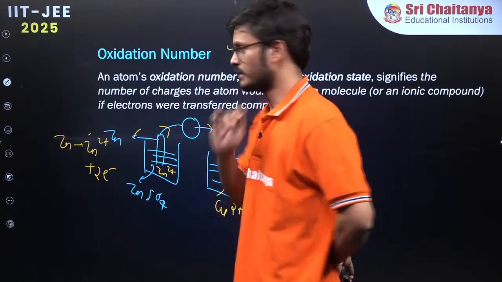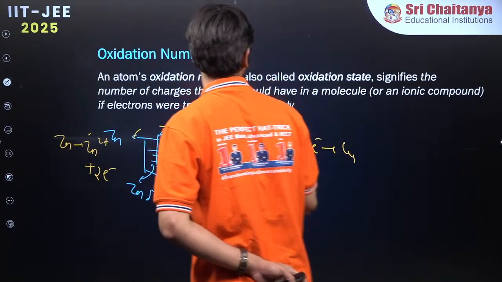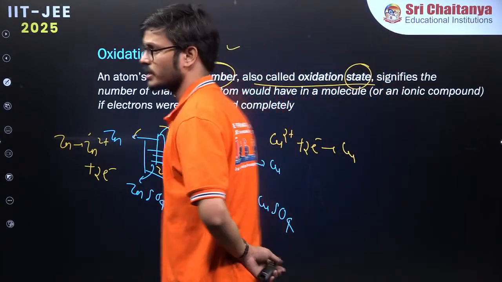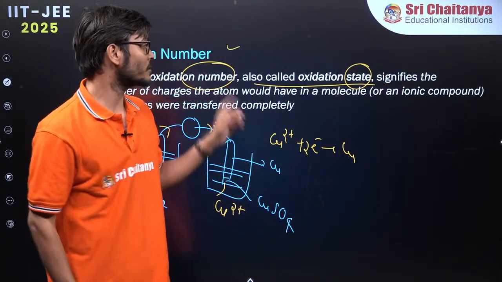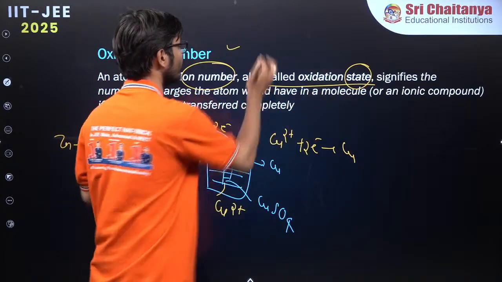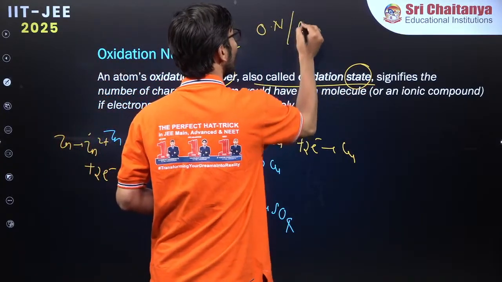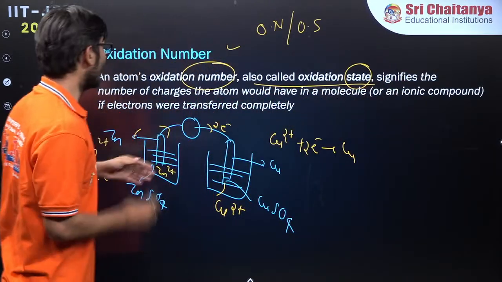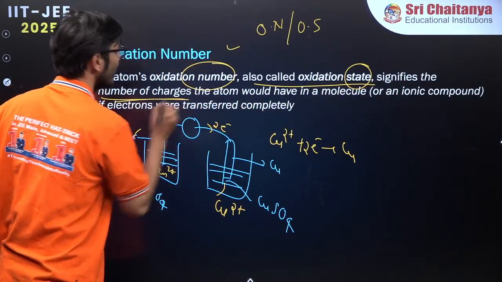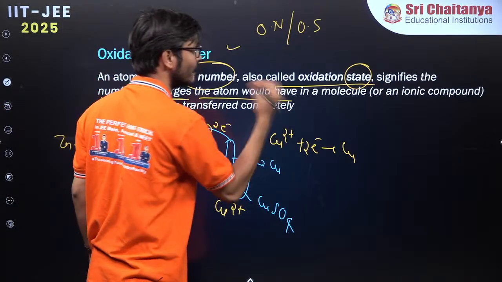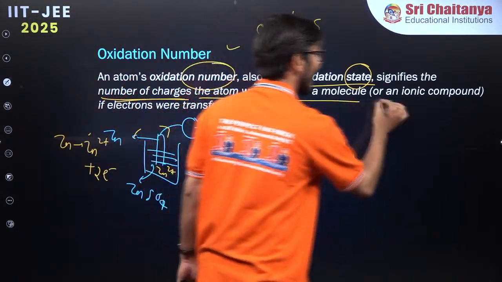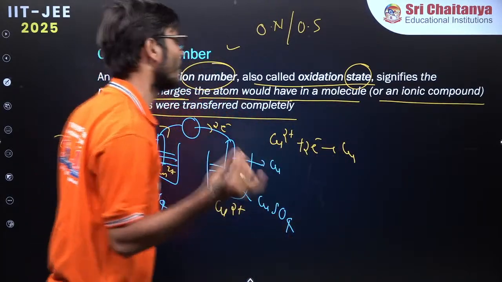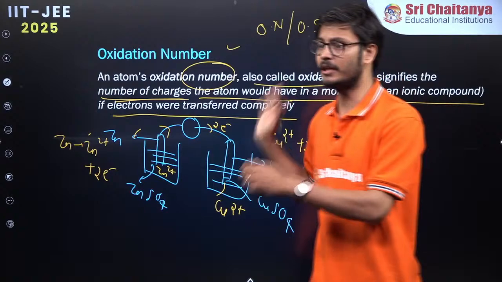An atom's oxidation number, also called oxidation state. So please remember, sometimes it is called oxidation number and sometimes it is known as oxidation state. This signifies the number of charges the atom would have in a molecule or an ionic compound if electrons were transferred completely. This definition is very interesting.